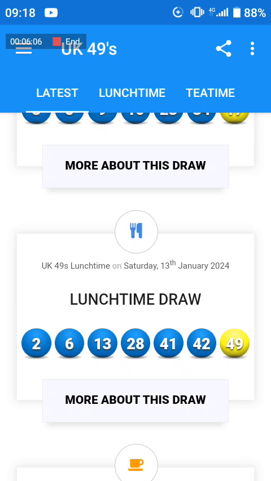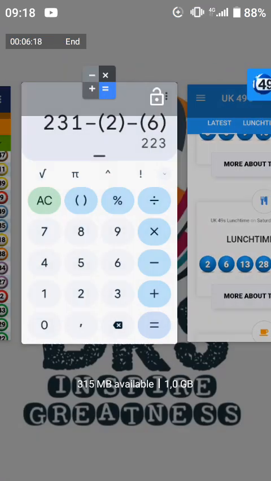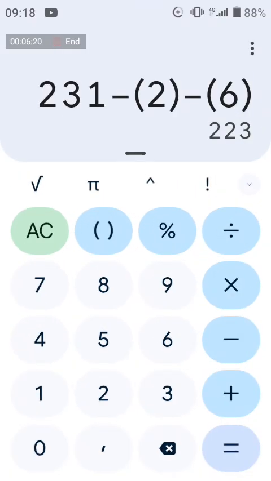Boom. These numbers played directly from a code. Now, we have 2 and 6. It played directly. It did not require cropping. You understand? Let us go on tea time.